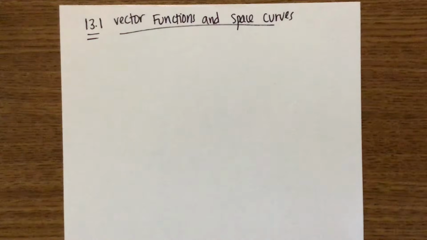Okay, so as you guys saw from the packet, chapter 13 is all about vectors. We're going to do a whole bunch of stuff. We are going to graph some vector valued functions. We're going to talk about what that means. We're going to look at limits and continuity of vector valued functions.